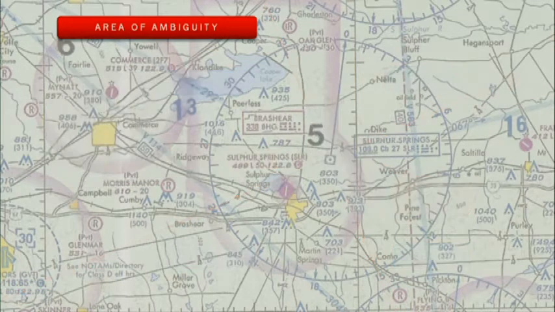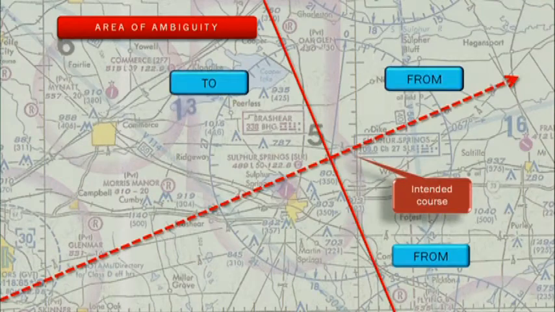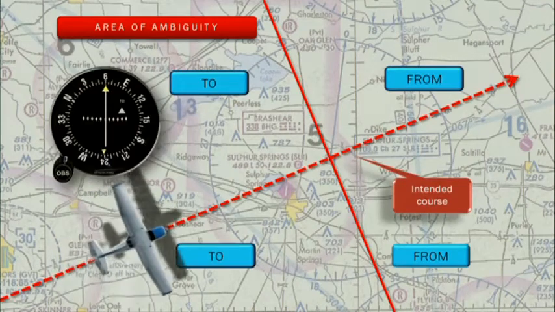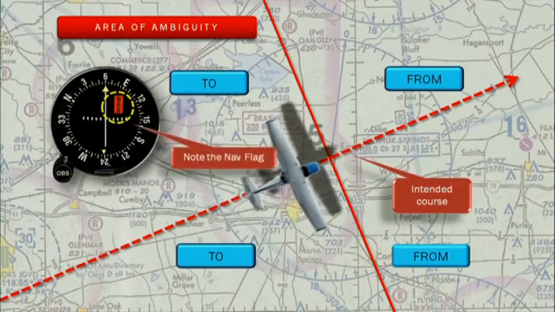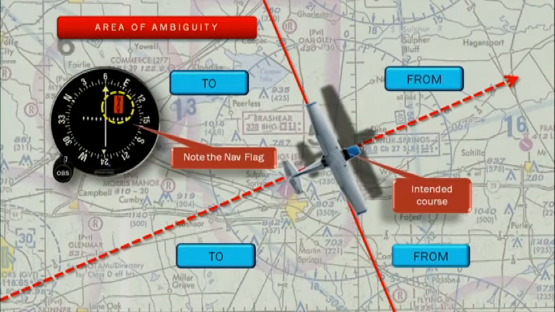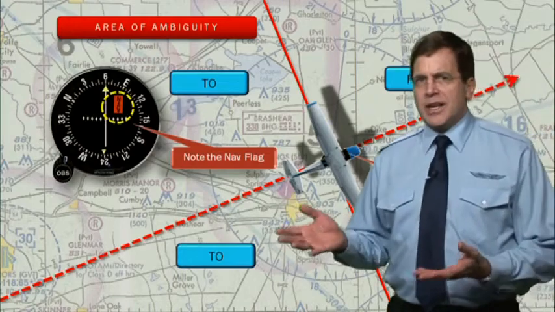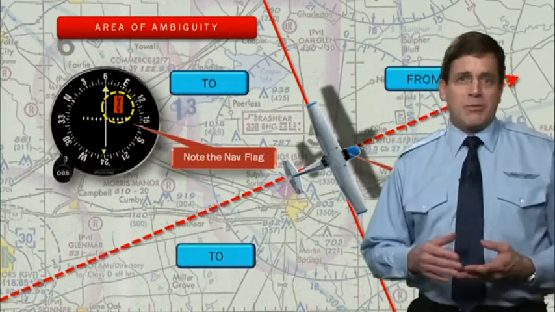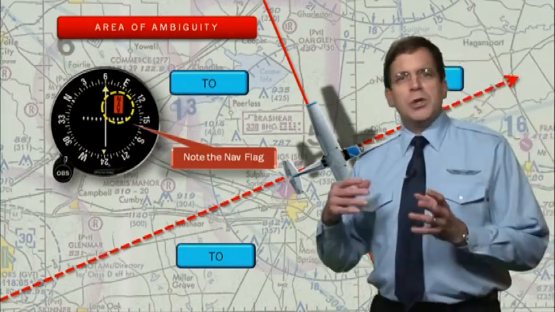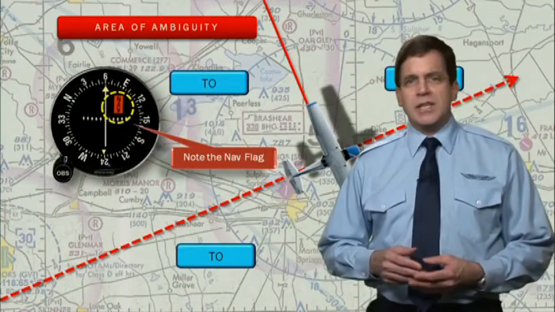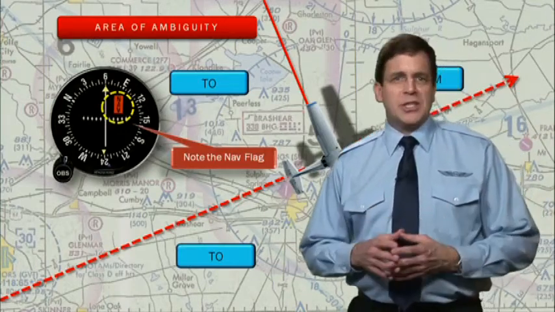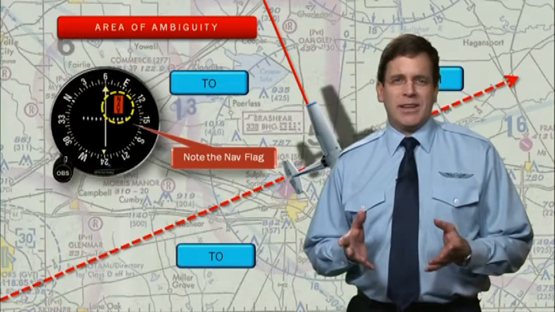Let's run this animation again. Note that the indication will be as previously indicated. The nav flag indicates that there is no valid TO/FROM condition. This means one of 3 things. Either you are directly over the station and the TO/FROM indication is about to reappear, or you are too far away from the station to receive a signal, or the station or system is not operating correctly.